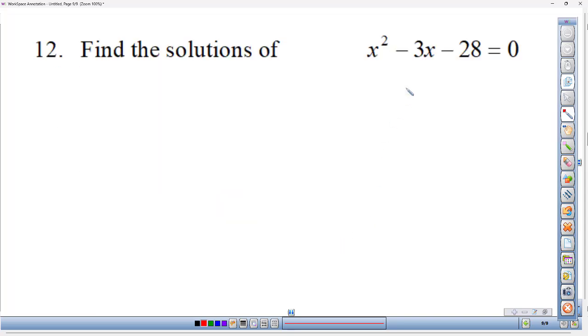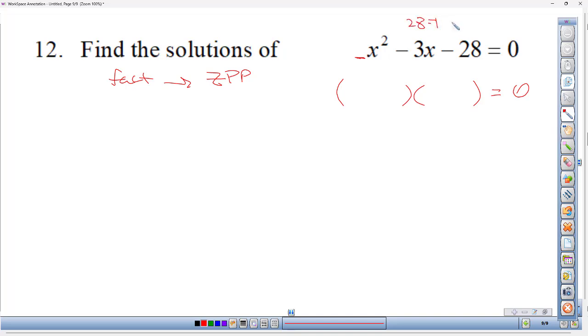All right, number 12 is a lot like number 11. They gave us a quadratic equation, or one with x squared, and it equals 0. So we are going to factor again, and then we're going to use the zero product property. And good news, there's no number right there as a leading coefficient. So factoring this is way simpler. All we have to do is look for numbers that multiply to negative 28. So what would those be?